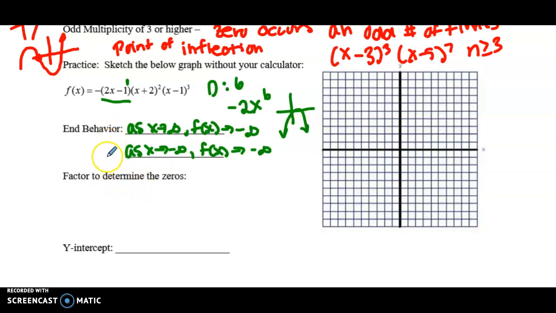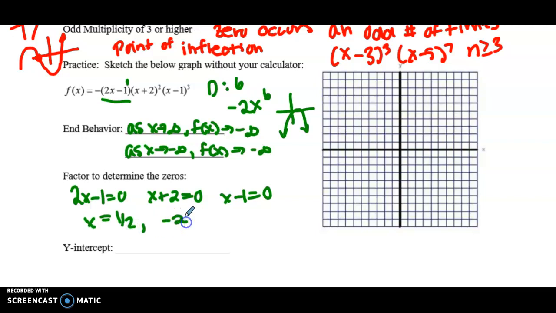Okay, so we're going to determine the zeros. Now, this one's actually kind of nice here because it's factored for us, right? So we just have to set each factor equal to 0. 2x minus 1 equals 0, x plus 2 equals 0, and x minus 1 equals 0. So this is going to give me x is 1/2. This is going to give me negative 2, and this is going to give me 1.